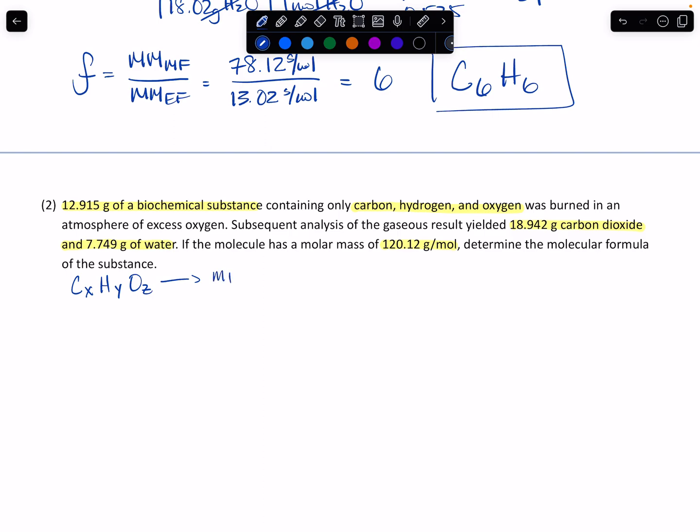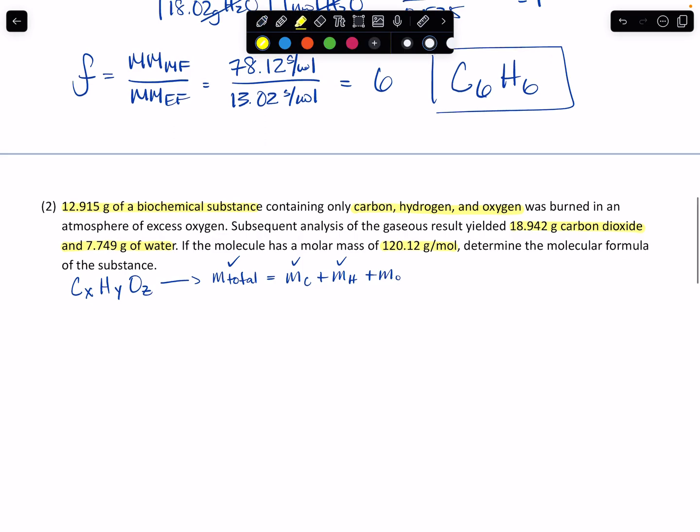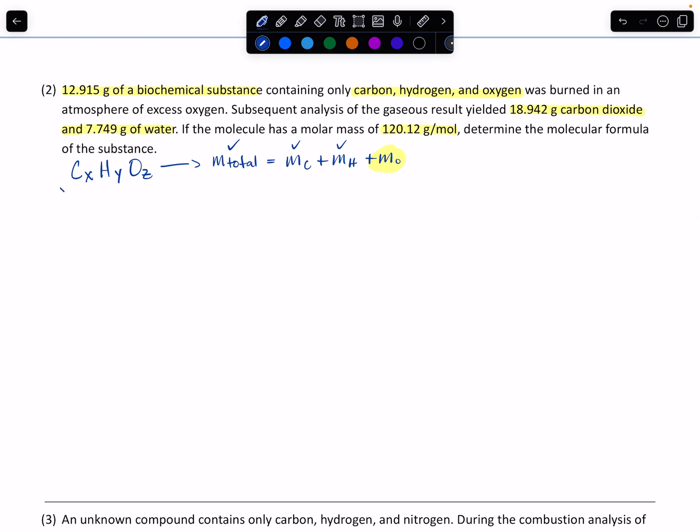So the mass total of our substance has to be equal to the mass of the carbon plus the mass of the hydrogen plus the mass of the oxygen. So as we're working through carbon dioxide and water, we're going to find these two values. And then the problem gave us the total. So that's going to leave us a single unknown, which we will use at the end. But before we can do the oxygen, we've got to deal with carbon and hydrogen. So we'll start with carbon.